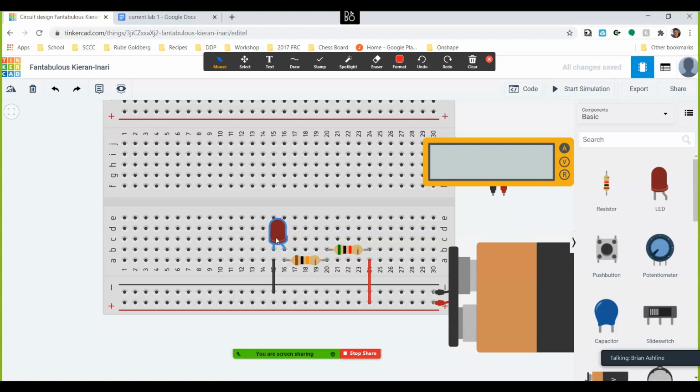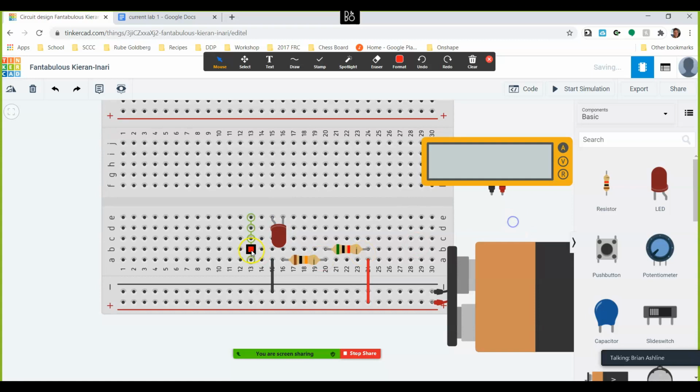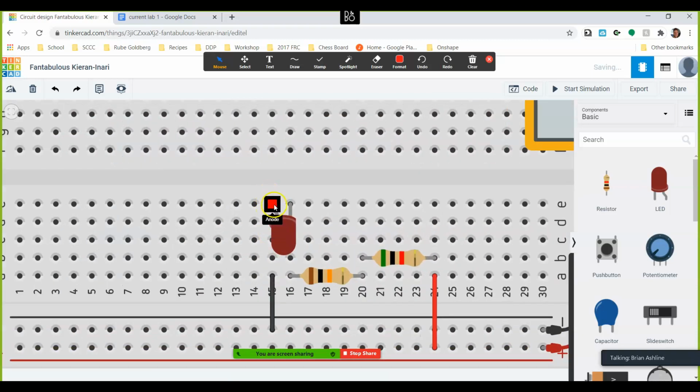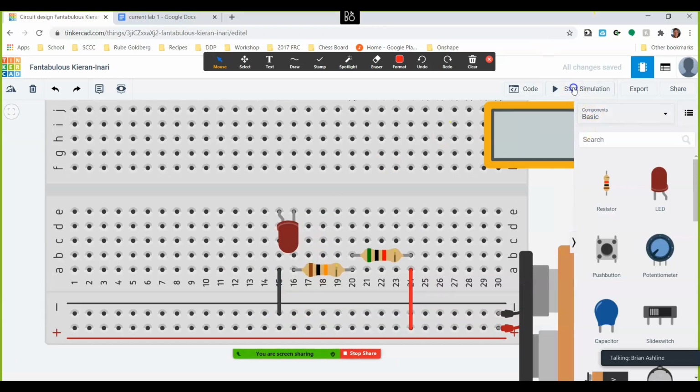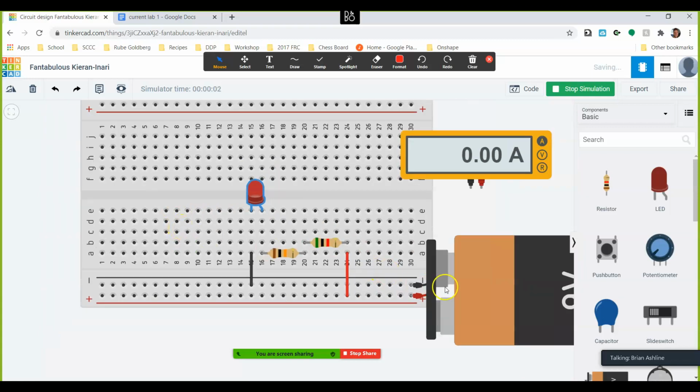Once again, if my LED was set up backwards, where the positive side, the anode, was connected to the negative, and I go to start my simulation, it does not turn on because electrons can't pass through. So we have to make sure that that's going in the right direction, and then it will turn on.